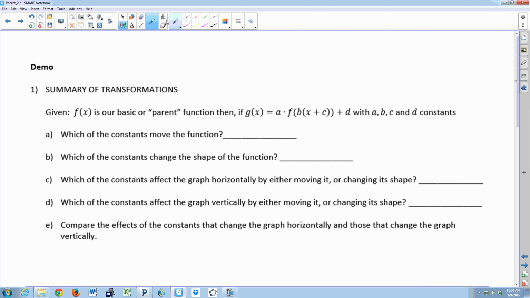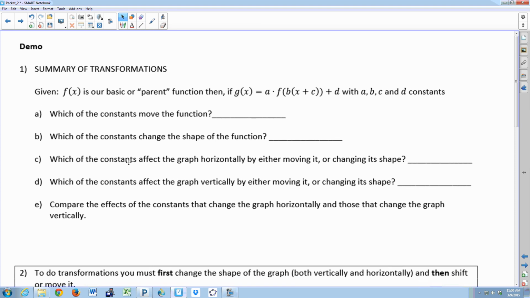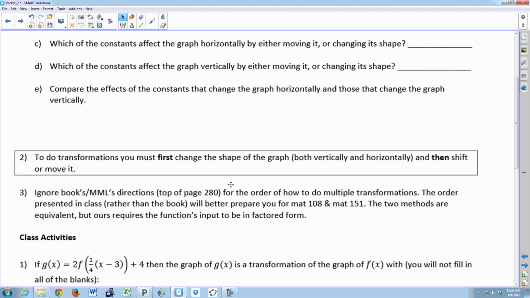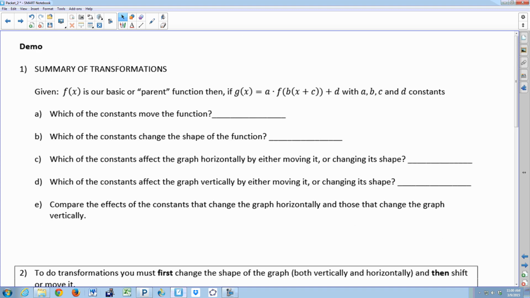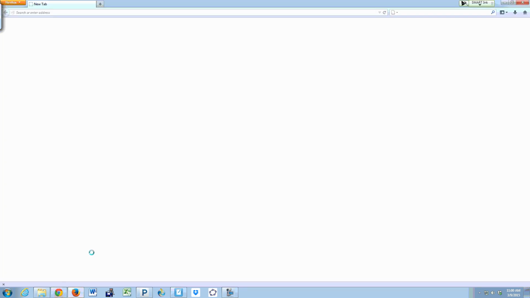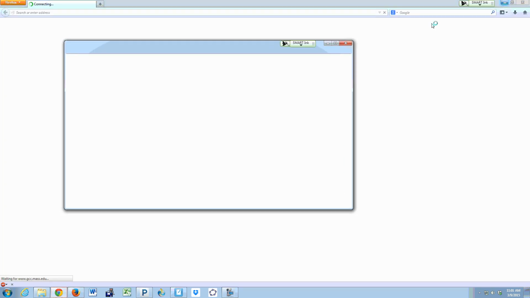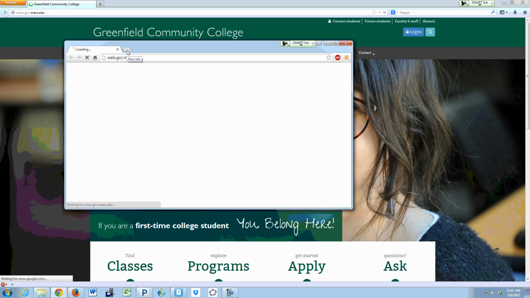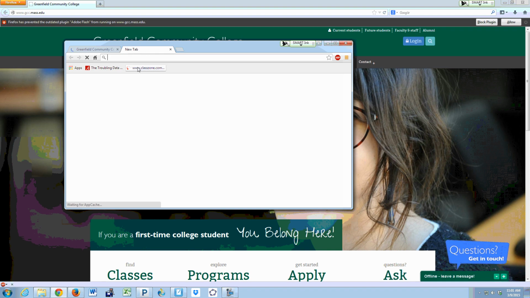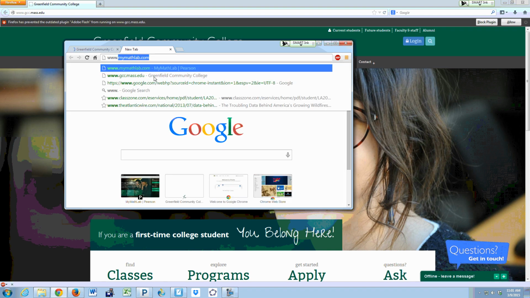Okay, so let's do a little demo now and take a look at our summary. Does anybody actually have their book with them? If you do, open it up to page 280 for your table, and I'll go into my math lab. It's worth seeing because there's a change in how we've chosen to write multiple transformations compared to your book.